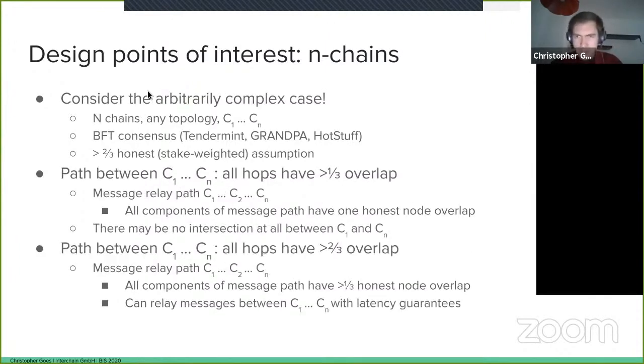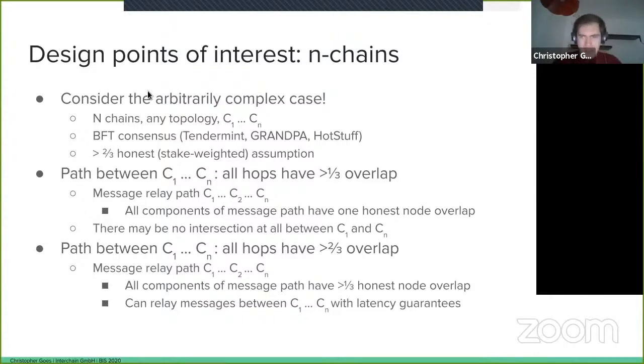Now, this starts getting really interesting when you think about the arbitrarily complex case that we're much more likely to see in practice, which is that we have some very complex graph of chains. Many of them are connected to each other. Luckily, we don't need to reason about the whole graph at once. We just need to reason about the path on which a user is sending some kind of cross-chain message that they care about. So here we have n chains. They're arranged in any topology. We'll just call them C1 through Cn.